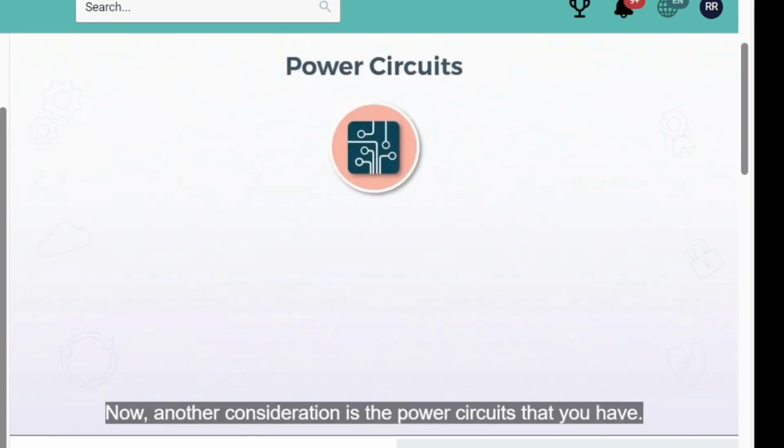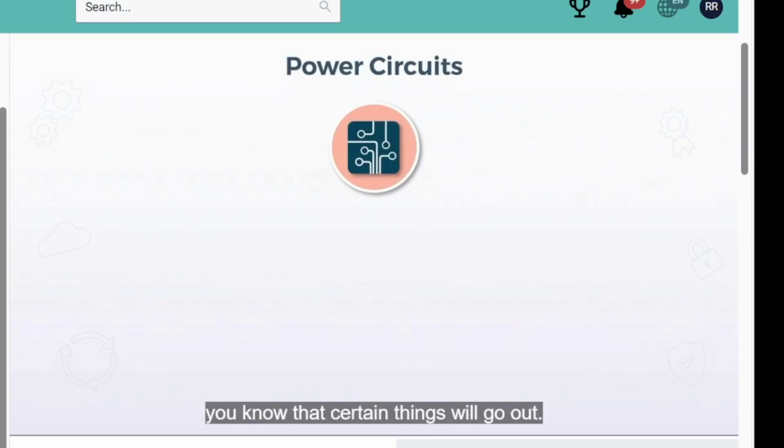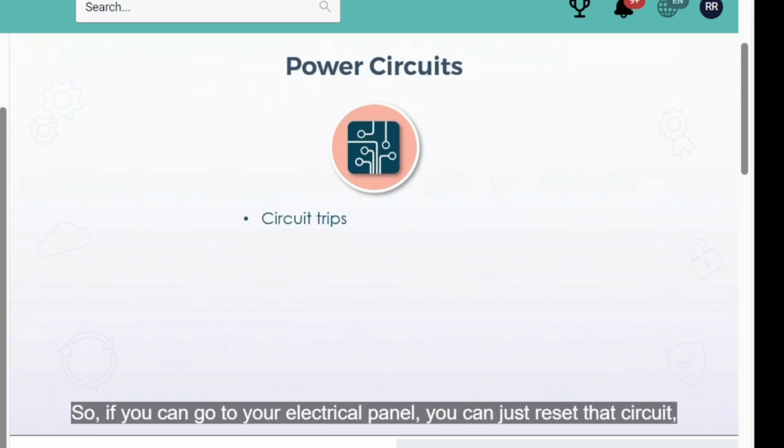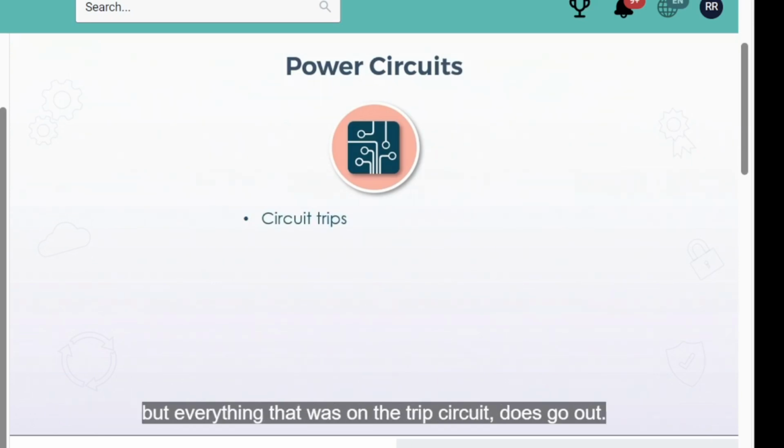Now, another consideration is the power circuits that you have. If you have ever overloaded a circuit, just even in your own home, you know that certain things will go out. Now, in most cases, that's just a matter of having tripped the circuit. So if you can go to your electrical panel, you can just reset that circuit, but everything that was on the tripped circuit does go out.